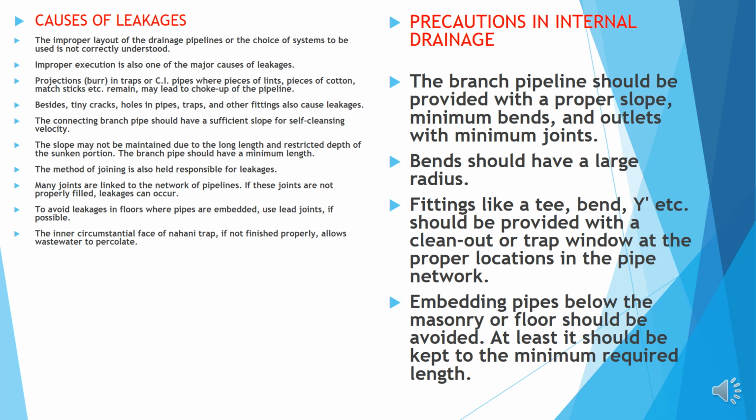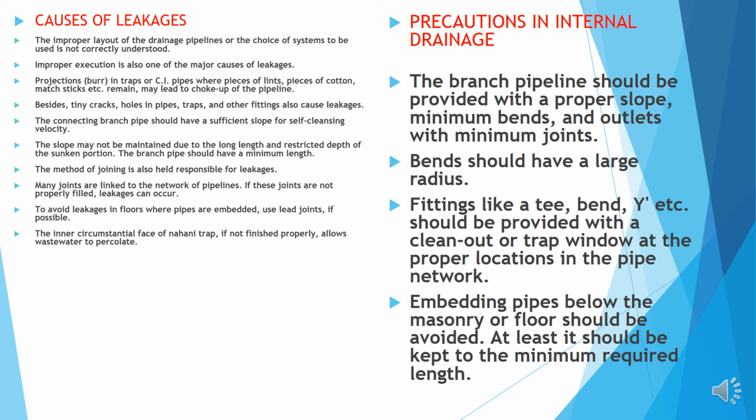The method of joining also contributes to leakages. Many joints are linked in the network of the pipeline. If these joints are not properly filled, leakages can occur. To avoid leakages in floors where pipes are embedded, use lead joint if possible. The inner circumferential faces of the nahani trap, if not finished, allow wastewater to percolate.